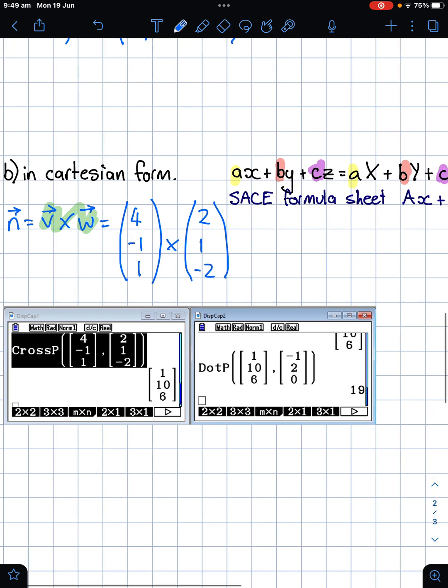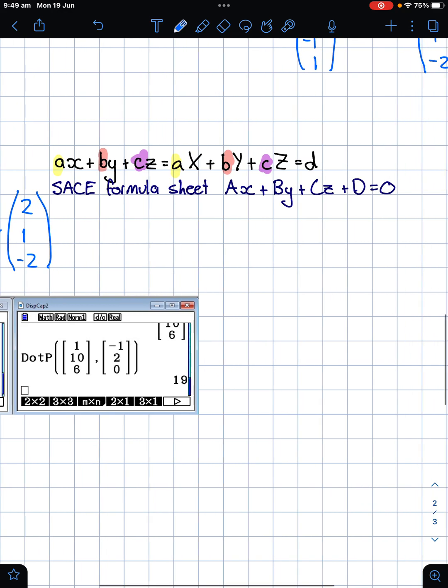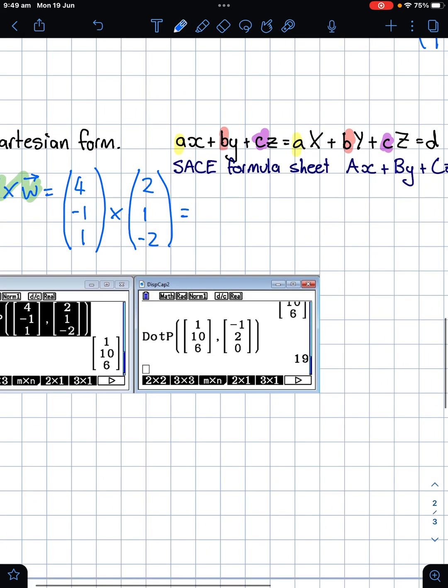Now we get our vector out of this, and it equals, if you haven't noticed, that's this cross product here. I've put this in my graphics calculator. I don't want us to have to keep doing this. You've done this before, but this answer here equals (1, 10, 6).